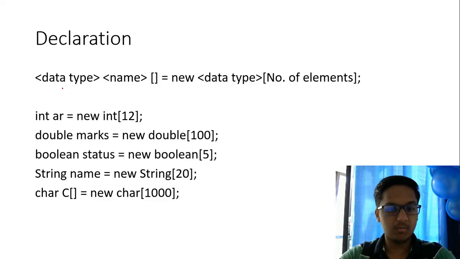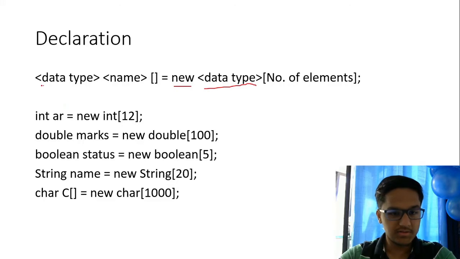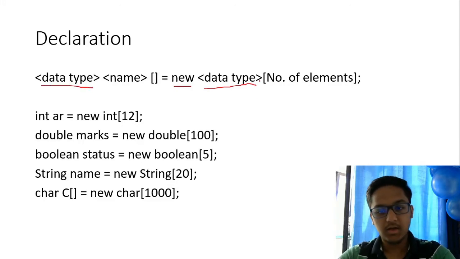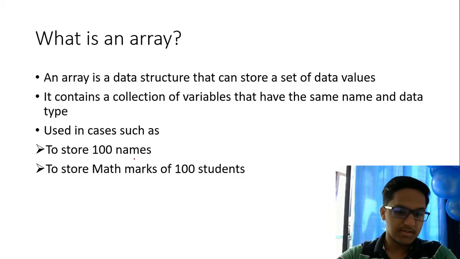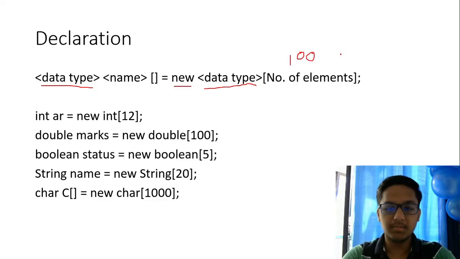So this is the data type and name of the array. For example, int AR, open square bracket, close square bracket, is equal to, then you put the keyword new, like how you have Scanner sc is equal to new Scanner. This new keyword is used to allocate memory for the particular array. And then you put the data type again, which should be the same data type as the one you put over here. And then the number of elements. Let's say, like in the previous example, we want to store 100 names, so the number of elements will be 100. The number of elements is basically the total number of values we want in that particular array.